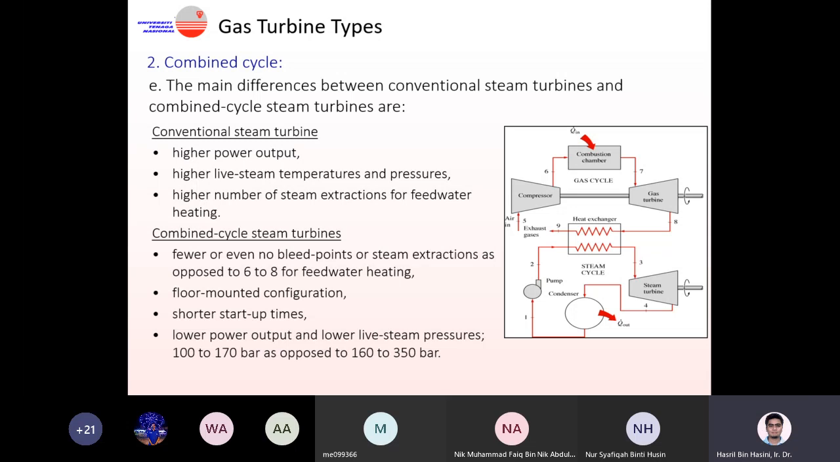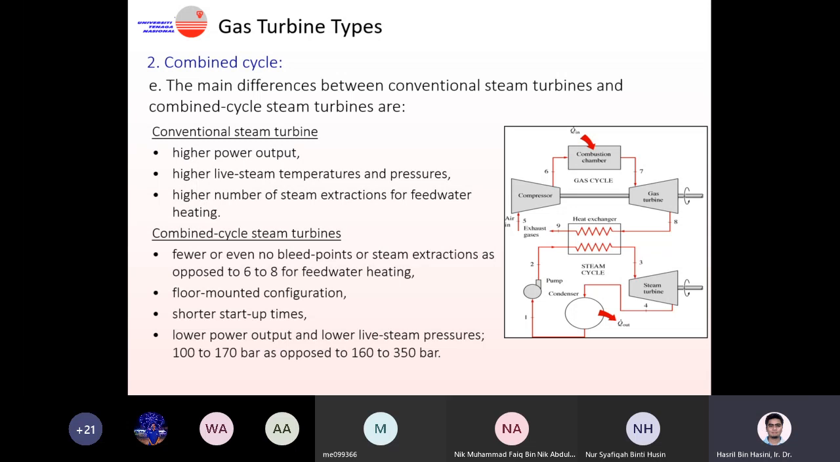For the combined cycle steam turbine, usually it is smaller, with a floor mounted configuration. It has a shorter startup time. Because the size is small, they don't require steam at a very, very high temperature as the conventional steam turbine requires. And because of that, they have lower power output and lower live steam pressure as compared to the conventional. The comparison is given here.